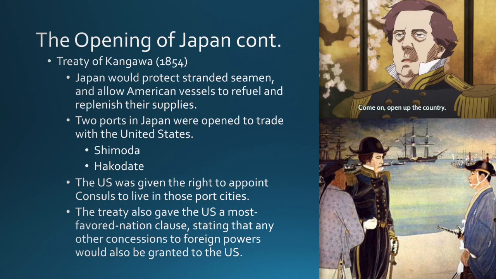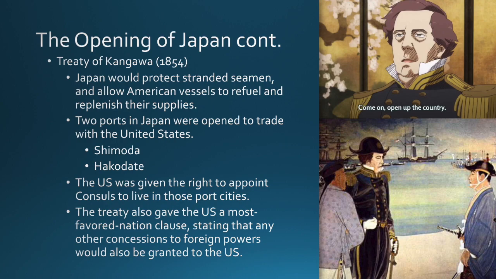And the treaty additionally gave the United States a most favored nation clause, which stated that any other concessions to foreign powers would also be granted to the United States. So that's what the most favored nation means. So it's like if for example, the Japanese were to give England an ability or a concession that they had not given us, they would be required to give us that concession.